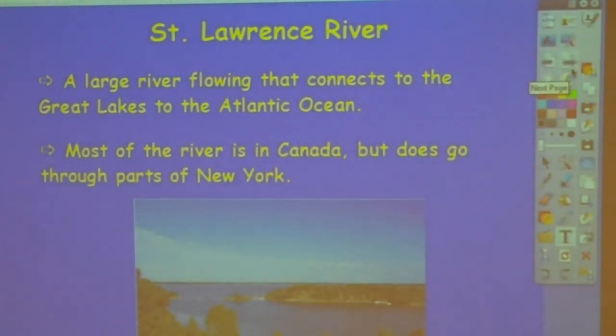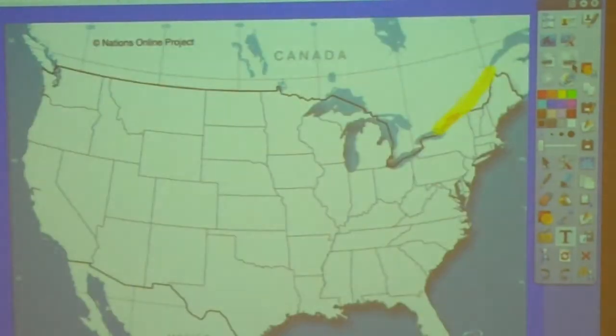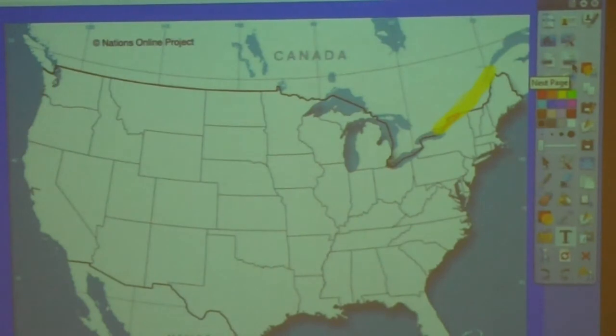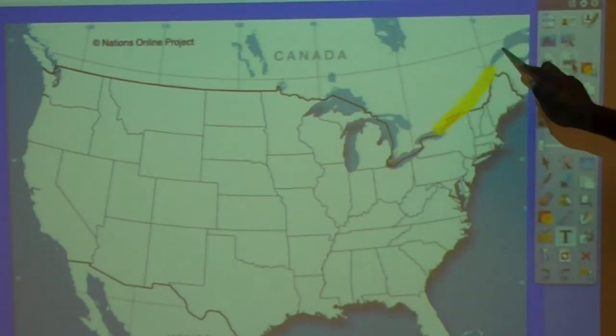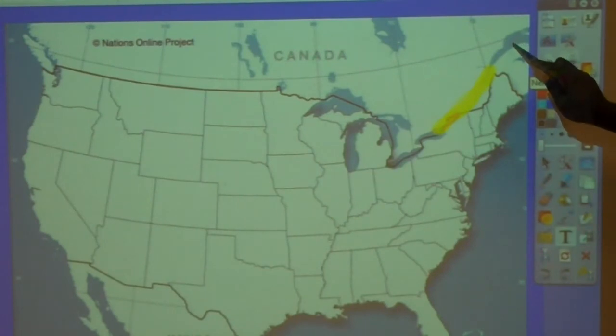Next vocabulary word is the St. Lawrence River. The St. Lawrence River is a large waterway connecting the Great Lakes to the Atlantic Ocean. This is a picture of the St. Lawrence River. You see how it's connecting the Great Lakes to the Atlantic Ocean? St. Lawrence River.